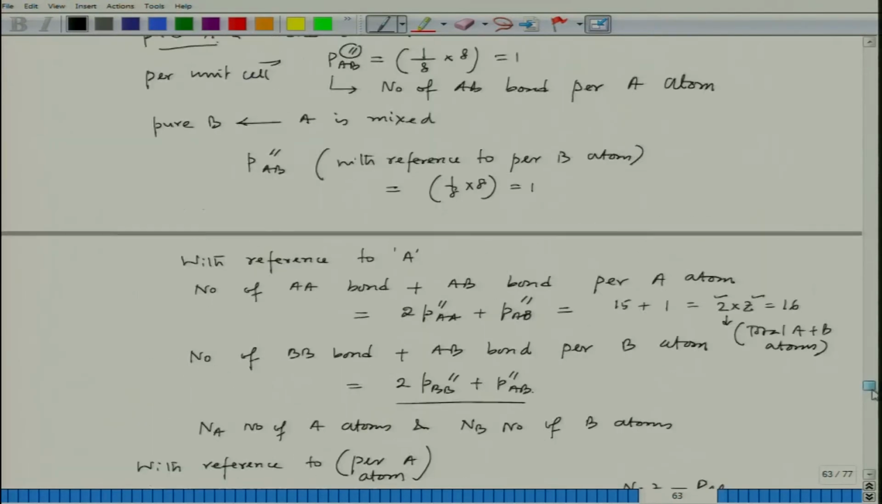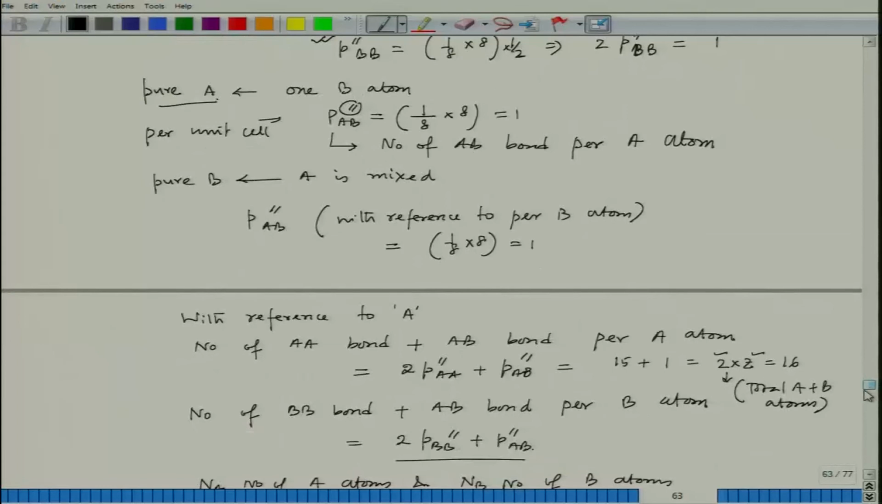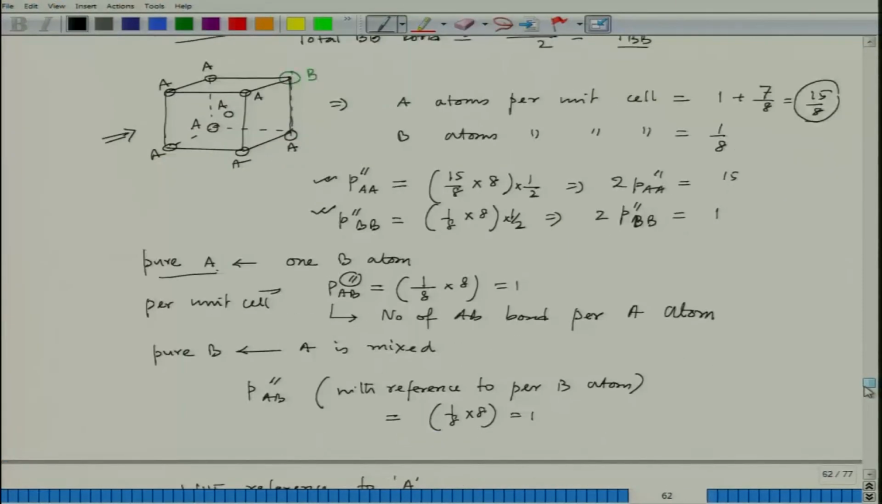So, now just rewind back what we are doing. We are trying to see how many bonds could be possible if I see this particular diagram, per A atom as well as per B atom. And then we are trying to find AA bond type or BB bond type per A atom and per B atom, and then we are also seeing how many bonds of AB type are possible per A atom as well as per B atom.